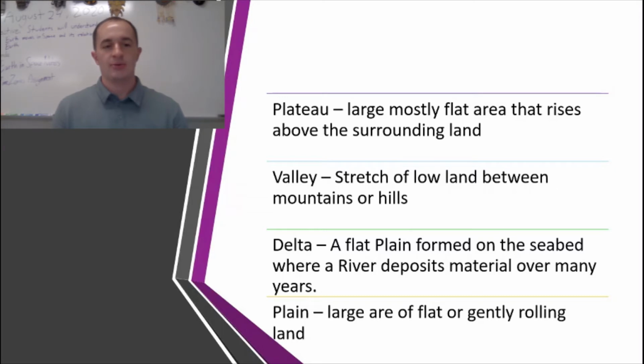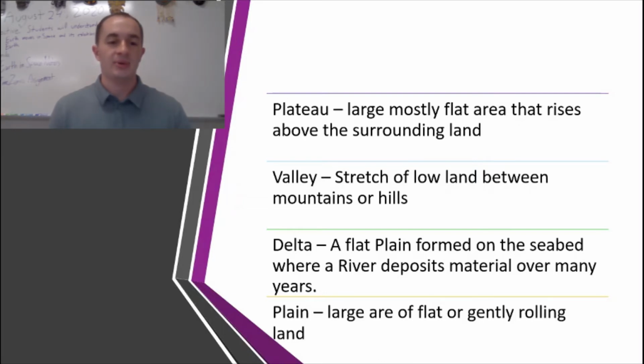Delta and plain are both caused by deposition and the eroded soil coming and laying to rest and stopping in a certain area. So a delta is a flat plain formed on the seabed where a river deposits material over many years. So this is a fertile area or a really wet area near a sea that rivers bring soil that they pull from along their entire riverbed.